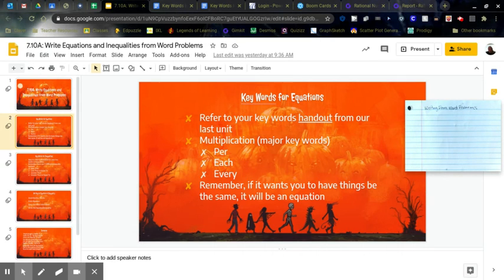We want to make sure we remember some of our major keywords. What you're going to see that means you need to multiply a number by X is per, each, or every, because when we have a number attached to an X, it means we're multiplying. So we need to remember per, each, and every. And remember, if it wants you to have things be the same or equal, it's going to be an equation. So it's an equation if it says I want this thing equal to this, or how much total, have the total of this.